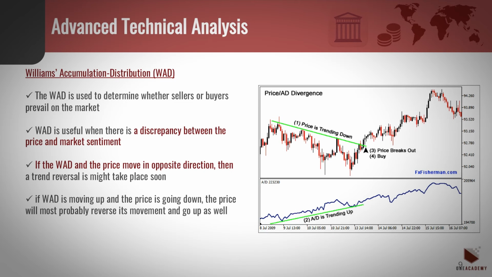Williams Accumulation Distribution, WAD. The WAD is used to determine whether sellers or buyers prevail in the market. WAD is useful when there is a discrepancy between the price and market sentiment. Sometimes, even though the price might follow a rise-fall, the market sentiment can still be the opposite. If the WAD and the price move in opposite directions, then a trend reversal might soon take place.